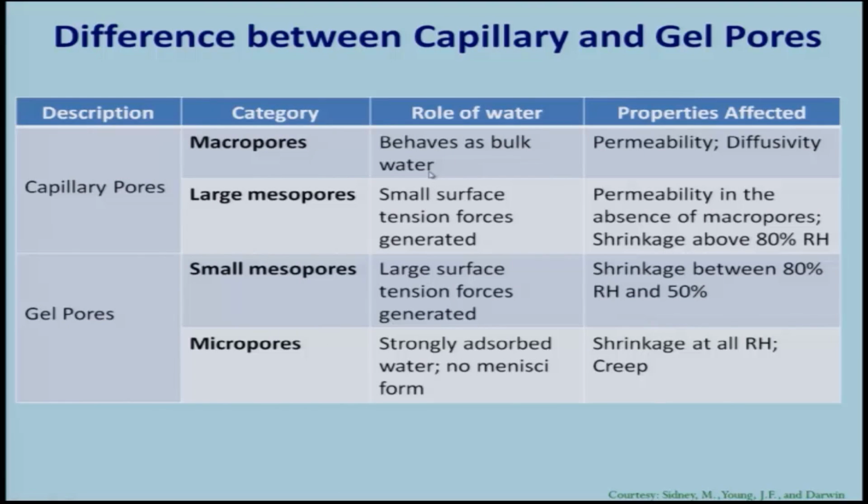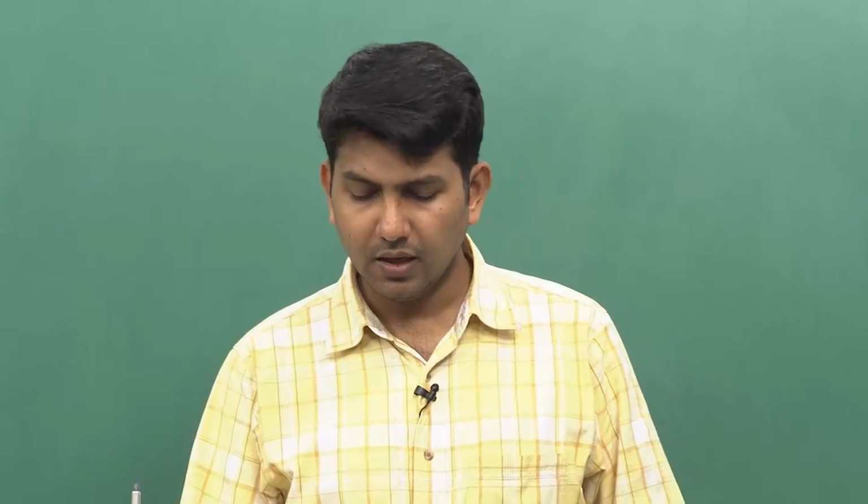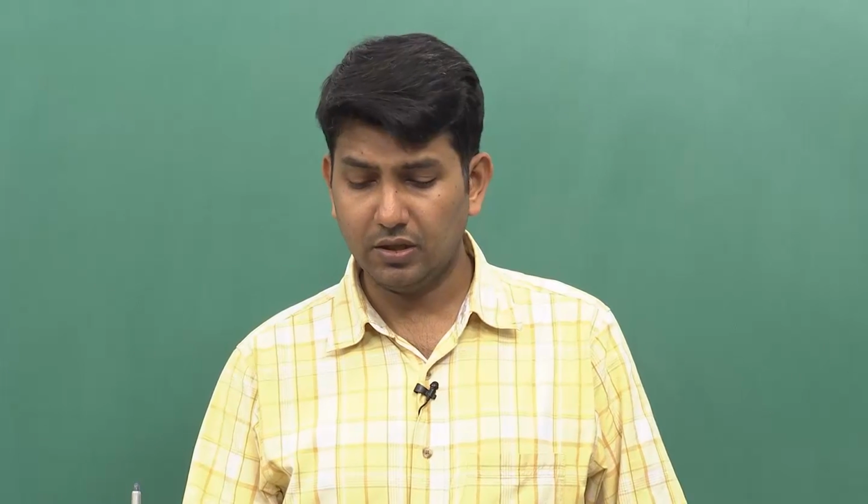The water present in the capillary pores will behave as bulk water, and small surface tension forces are generated in the capillary pores. In the case of gel pores, large surface tension forces are generated, and you may also have some adsorbed water which does not have a meniscus. We will talk about meniscus and surface tension at a later stage. The importance of capillary pores and gel pores to the properties of Portland cement based paste systems is also listed.